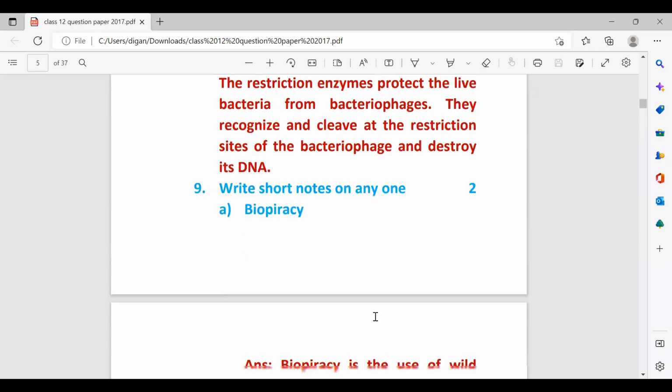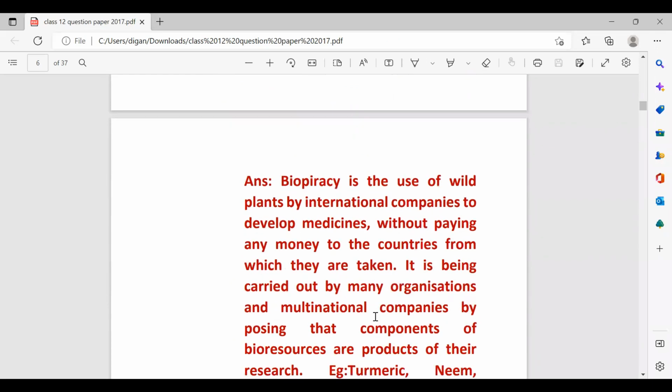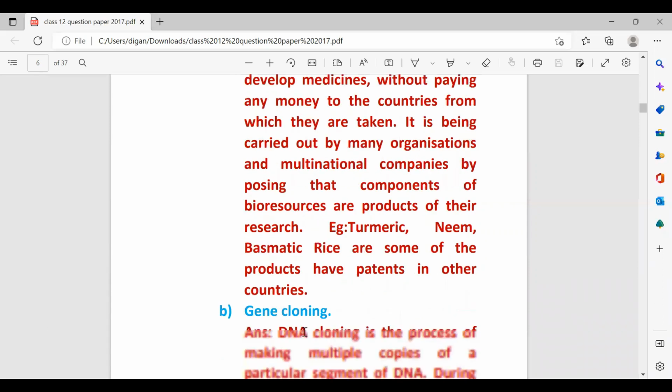Next question, write short notes on any one. First one is biopiracy. Biopiracy is the use of wild plants by international companies to develop medicines without paying any money to the countries from which they are taken. It is being carried out by many organizations and multinational companies by posing that components of the resources are products of their research. Example, turmeric, neem, etc.